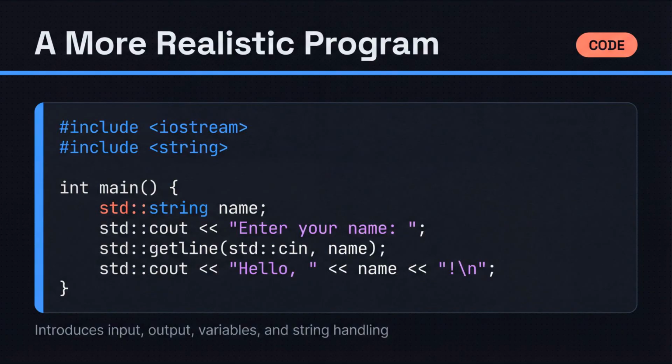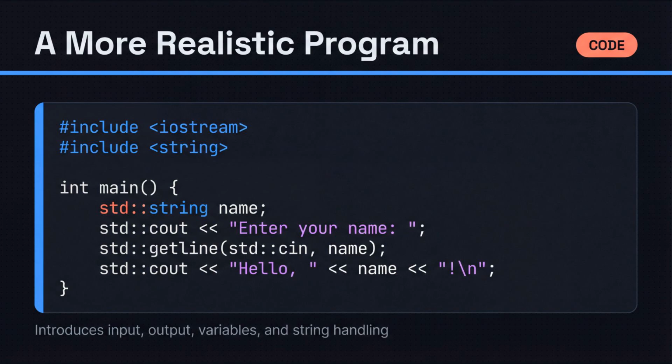First, we include string. That brings in std::string, C++'s safe string type. Then, we declare a variable, std::string name. Next, we prompt the user with cout. Then, std::getline reads a full line of input, including spaces, into std::string name. Next, we prompt the user. Finally, we output a personalized greeting.